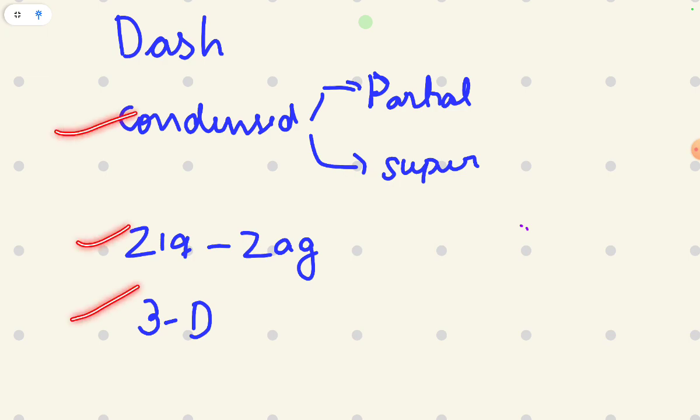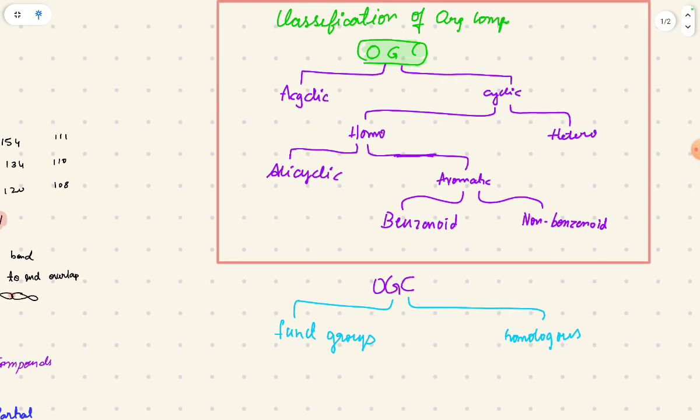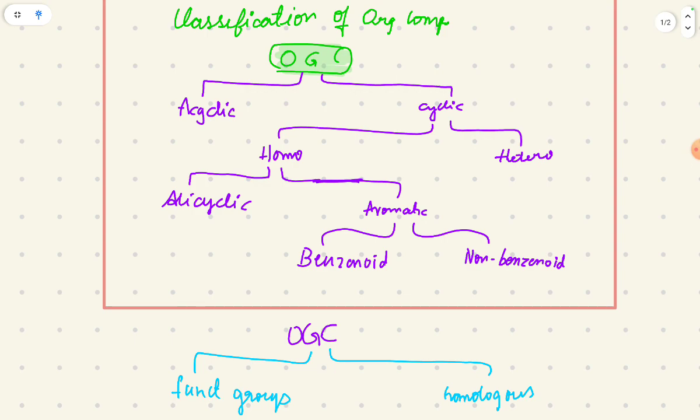3D is done, zigzag is done, condensed both partial and super is done, and the dash bond is done. So we have almost done with half of the basics. This video will be completely basic, guys. The next video will be on nomenclature, an easy topic for boards, so we'll be covering it in one video.